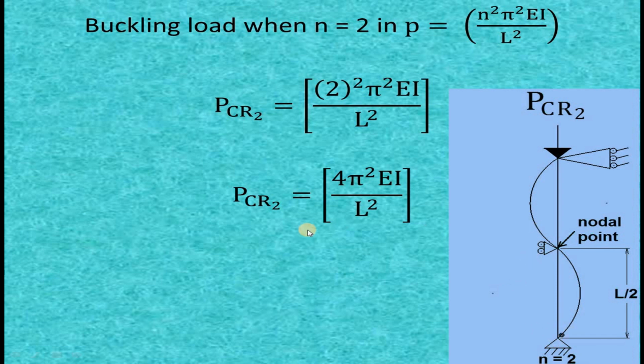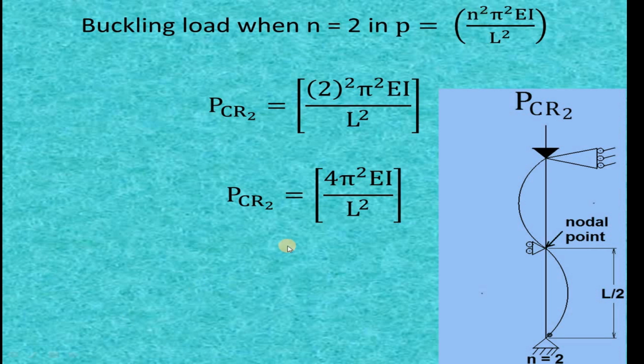So similarly you can calculate buckling load for the column which has three nodes, four nodes. Just you have to substitute the value of n in buckling load formula. So friends, these are the buckling load formulas for the column which has been hinged at both the ends. Okay, so this brings an end to the explanation part of this video. I hope you all would have understood.